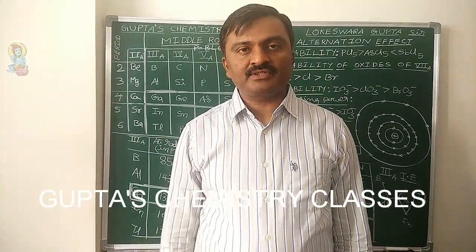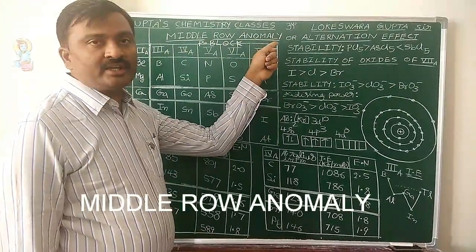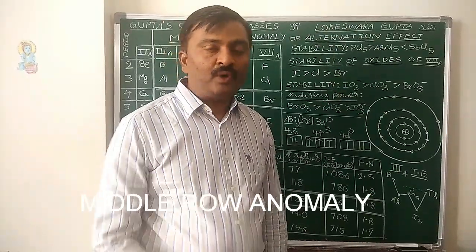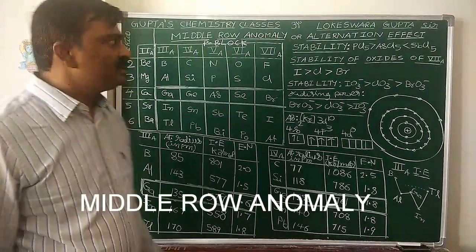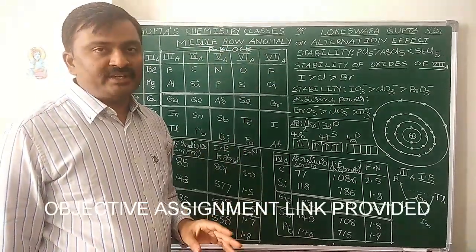Today's topic is middle row anomaly, also called the alternation effect. What is middle row anomaly? See, the name itself gives the meaning.